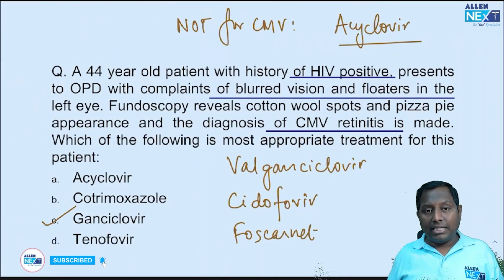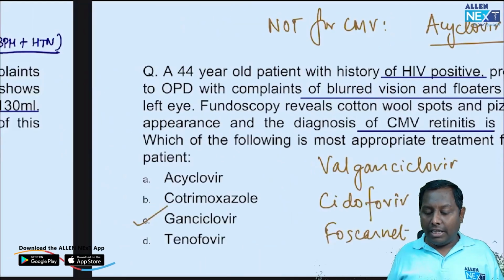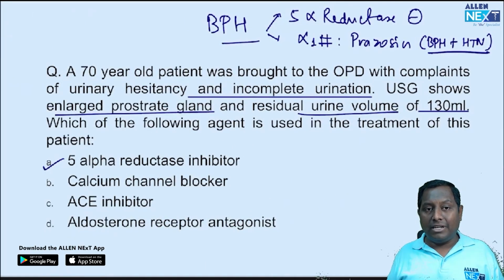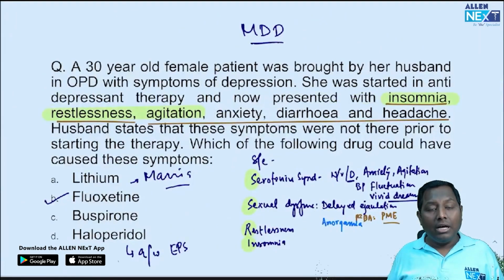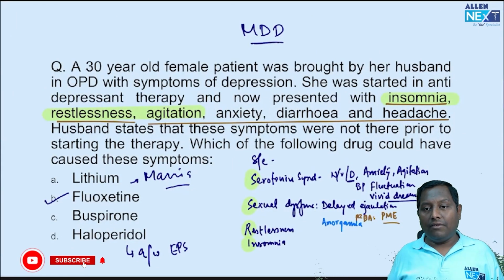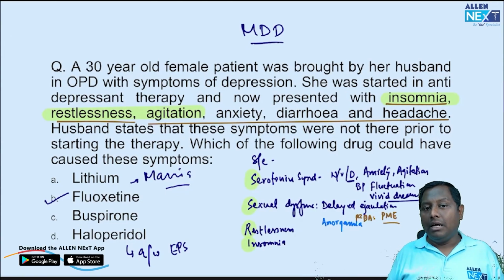Okay, well, ganciclovir will be preferred. Ganciclovir CMV retinitis, the drug of choice. 5-alpha-reductase inhibitor for benign prostatic hypertrophy. Fluoxetine will be causing SSRI wale side effect. So again, serotonin syndrome, sexual dysfunction, restlessness, insomnia. That is what it is seen here.